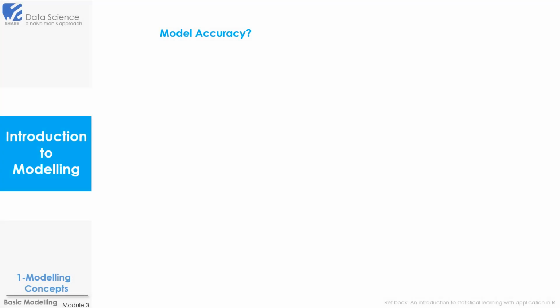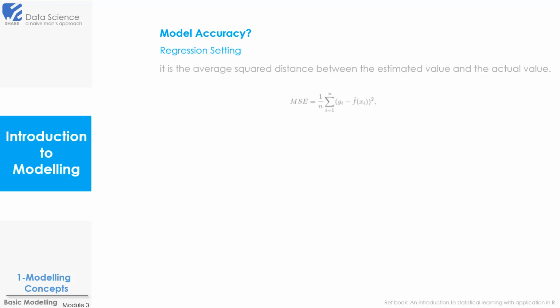So we will first see how we can test the model accuracy for regression, and then we'll see for classification. Now in regression setting, we see the average squared distance between the estimated value and the actual value. The smaller this value, the better our model will be. So MSE is given by the simple formula as shown here on the screen. Here we are differencing each predicted value from the actual training value and squaring it and then averaging it.